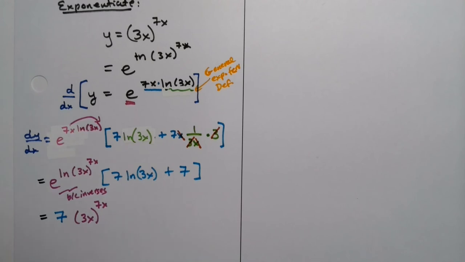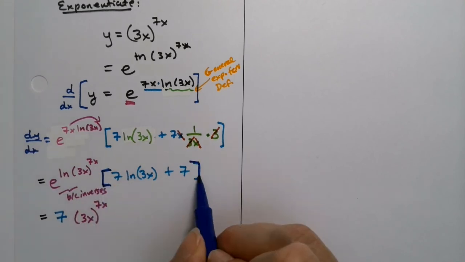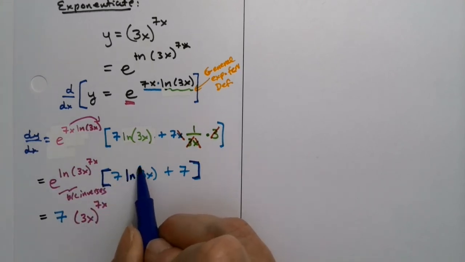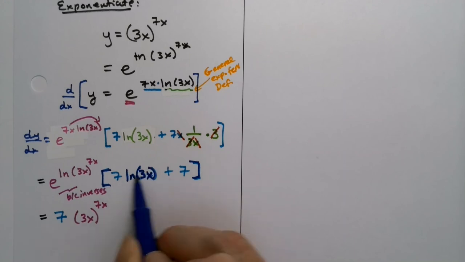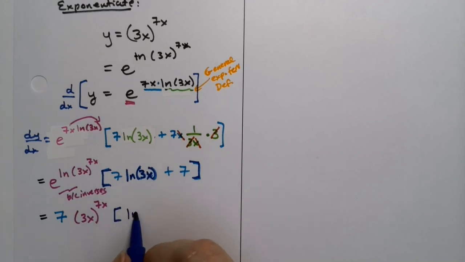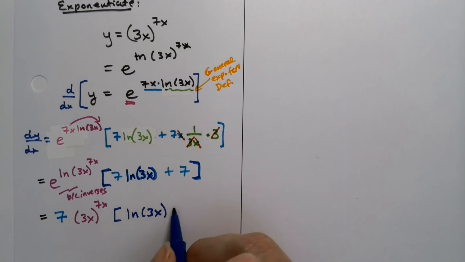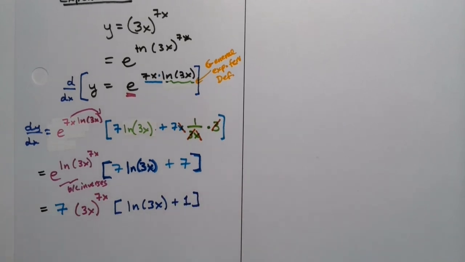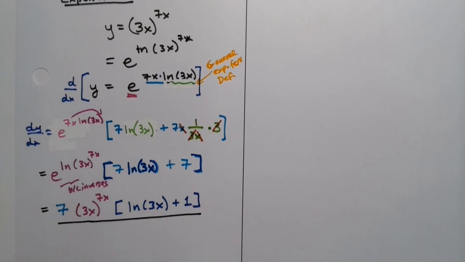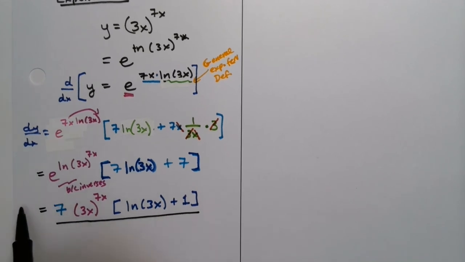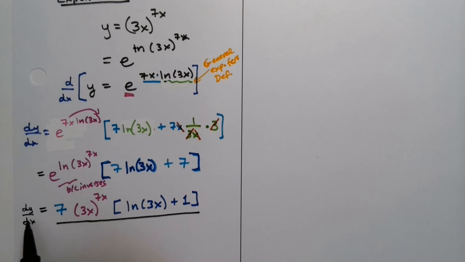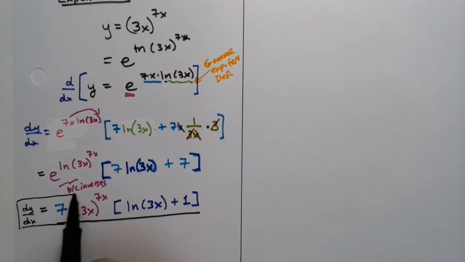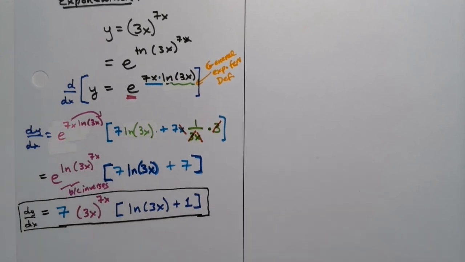And then that would leave me this bit left over. I took the 7 out, but I have the natural log of 3x plus 1 left over because I factored out that 7. All right, so that would be the derivative according to the exponential method. That's dy over dx.